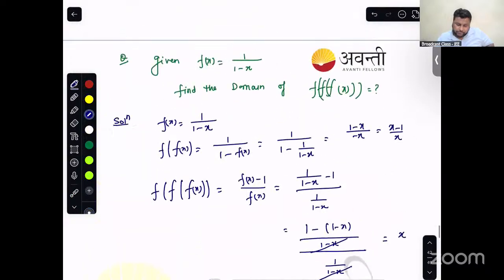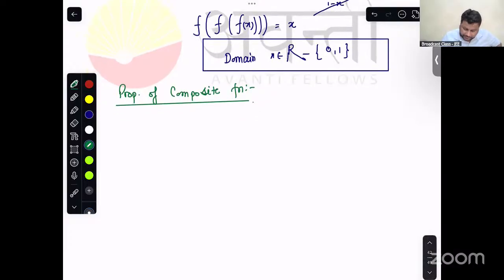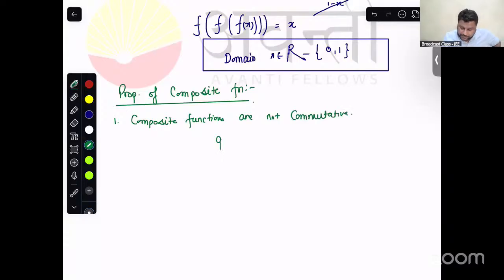Now, properties of composite functions. First one: composite functions are not commutative. Means gof is not equal to fog. Correct?